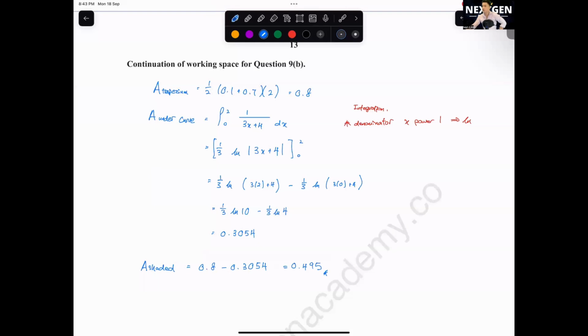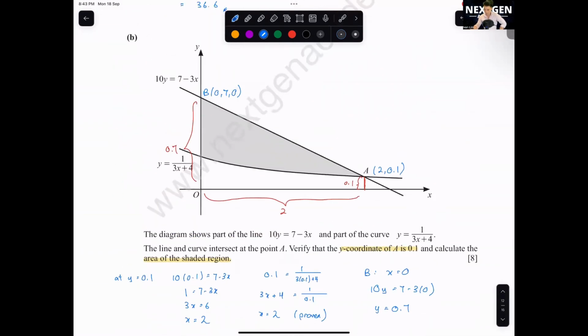What if you use area of triangle? Cannot. Where can you use area of triangle? Area of triangle will be until here. This part here. You don't want this part here also. You only want from here to here. Okay, this is a trapezium.